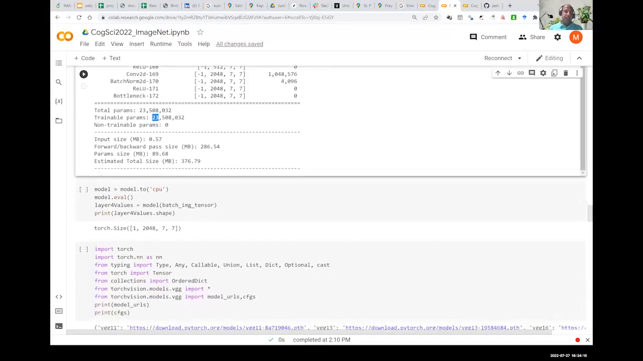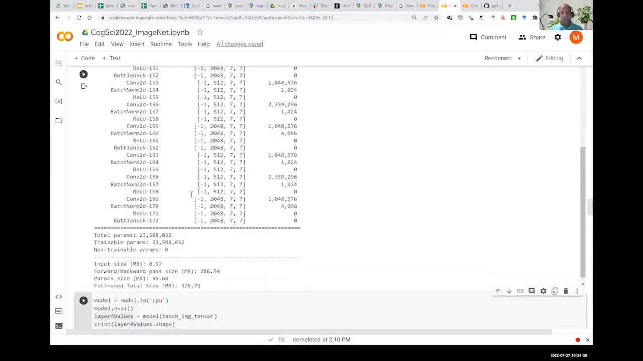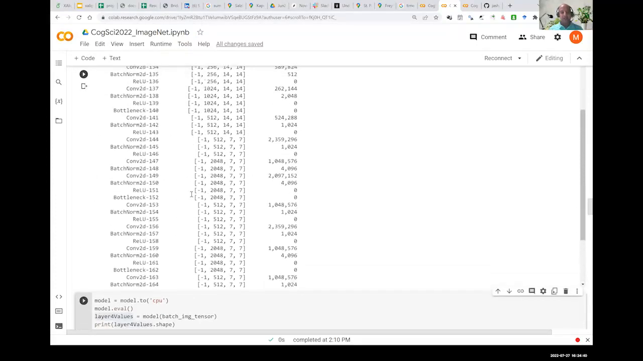So there we have taken the model to GPU so that we could print the summary. Now, if you take the model back to CPU, you could say we are using the model in eval mode. You can pass the image tensor, which you had created earlier, and then get the layer 4 values. You can print the shape, and you can correlate that this shape actually maps with layer 4.